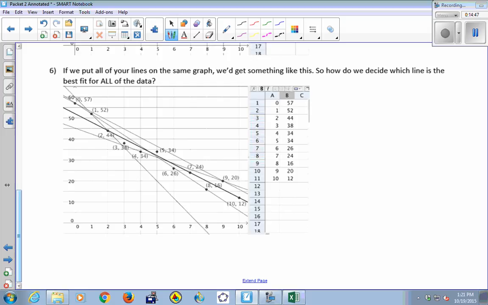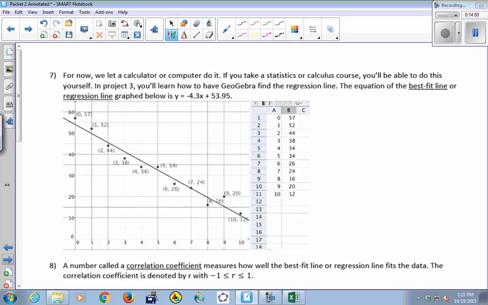We have something called the line of best fit. For now, we let a calculator or computer do it. So we let a calculator or computer decide which line is the best line to model all of the data, not just 2 points from the data, but all of it. If you take a statistics or a calculus course, you're going to be able to do this yourself. But for now, we let a computer do it. And in project 3, which is coming up, you'll learn how to have GeoGebra find the regression line for you. But the equation for the best fit line, also known as the regression line that's on this picture here, is y equals negative 4.3x plus 53.95.